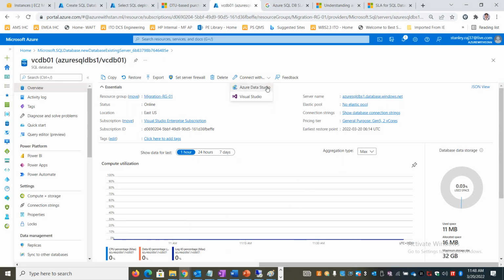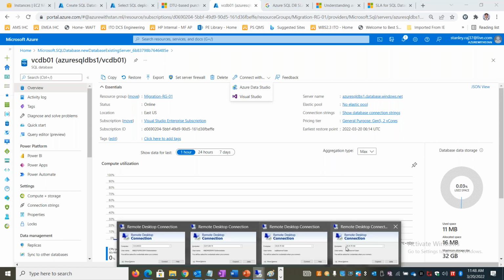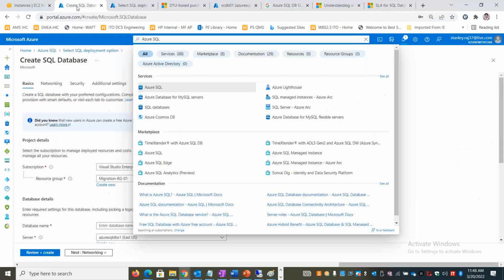The next one is the connection option. Either you can use Azure Data Studio or Visual Studio or your SQL Management Studio option. I'm not sure, it's 11:50, right? We have some time. Let me connect to the server here.